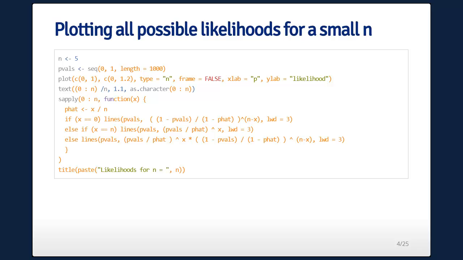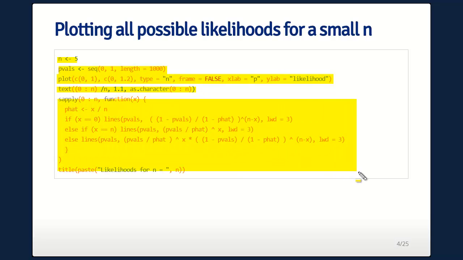So let's, just to illustrate this, let's plot all possible likelihoods for small n. In this case, n is 5. I'm going to pick the values of p that I intend to plot, just 1,000 values between 0 and 1. I'm going to create an empty plot. This text is just some labeling. I'll show you in the next slide where that pops up. And then here I create the likelihood for each of these values, plot them, and put a title on it. Okay.